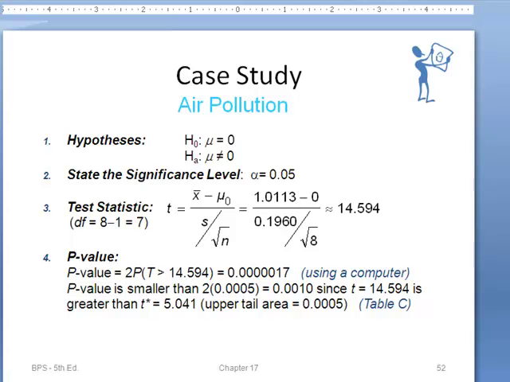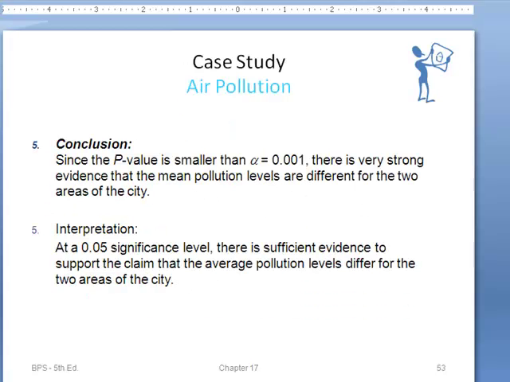So there is a difference between these two areas. At a 0.05 significance level, there is sufficient evidence to support the claim that the average pollution levels do differ between the two areas of the city.